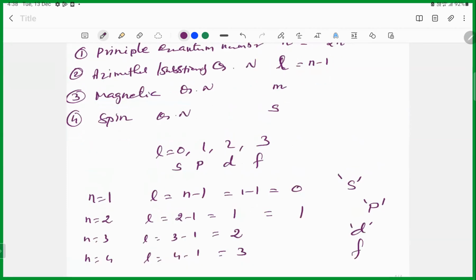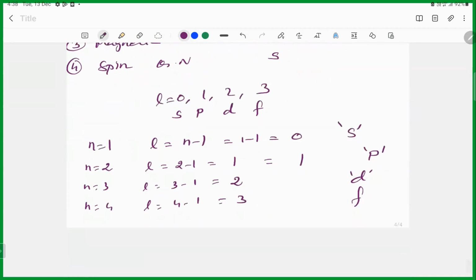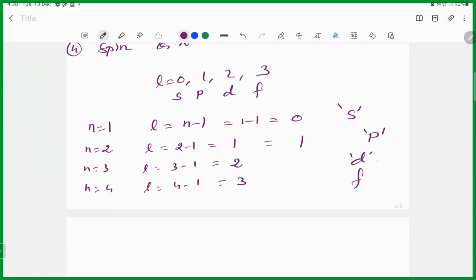So first shell you have s orbital. Second shell additionally you have p orbital. Third shell additionally you have d orbital. And fourth shell it has f orbital. So now I'm telling n value 1 means s orbital, 2 means p, 3 means d, 4 means f. You have to come to the conclusion, no? So only f orbital is present? No. So it explains about the magnetic quantum number.